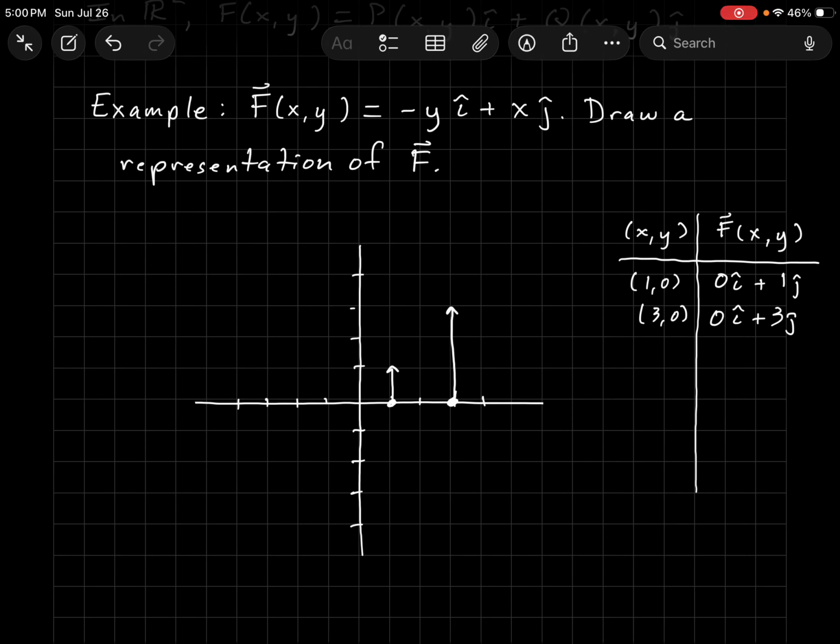How about at the point 0, 1? At 0, 1, we'd have negative y i, so negative 1 i, plus x j plus 0 j. So at the point 0, 1, we'd have the vector negative 1, 0, like this. And at the point 0, 3, we would get the vector negative 3 i plus 0 j. So at the point 0, 3, we'd have this vector here.